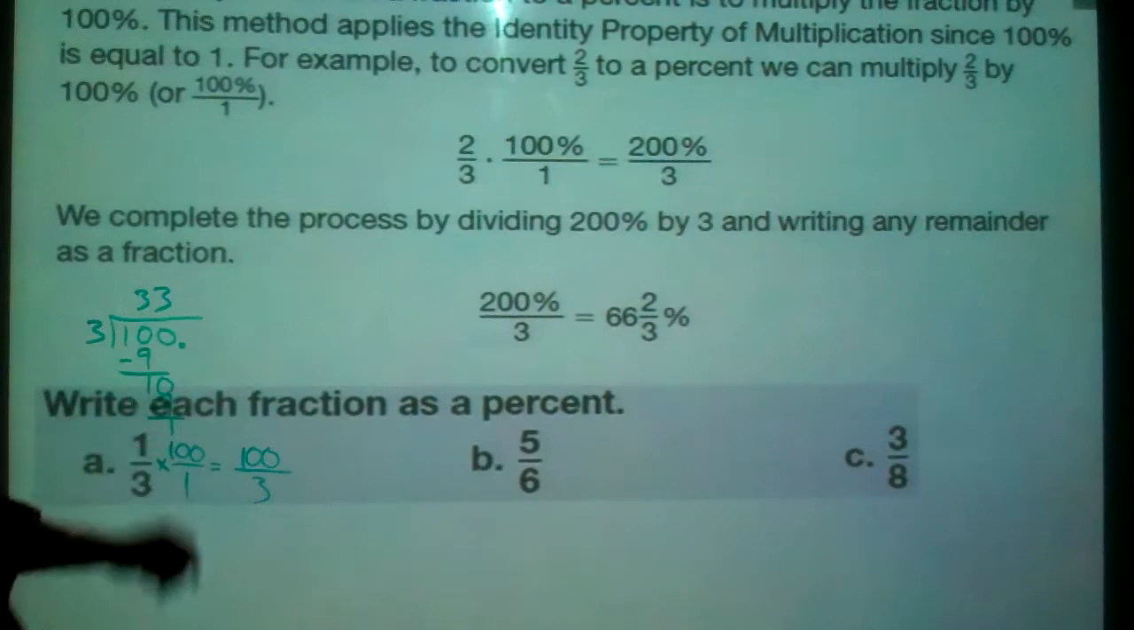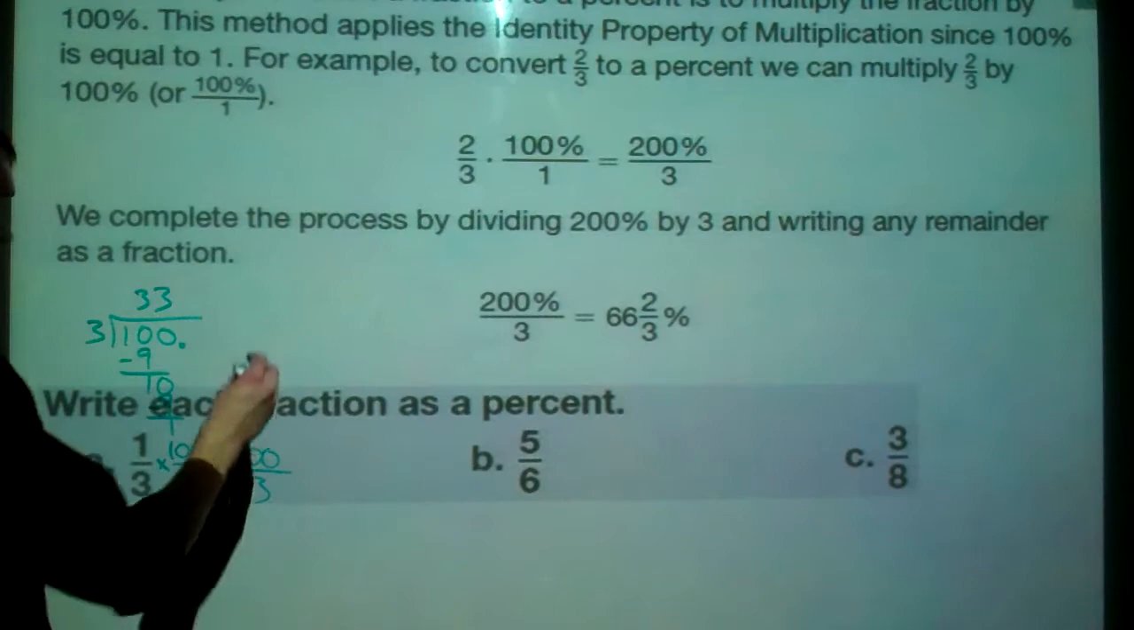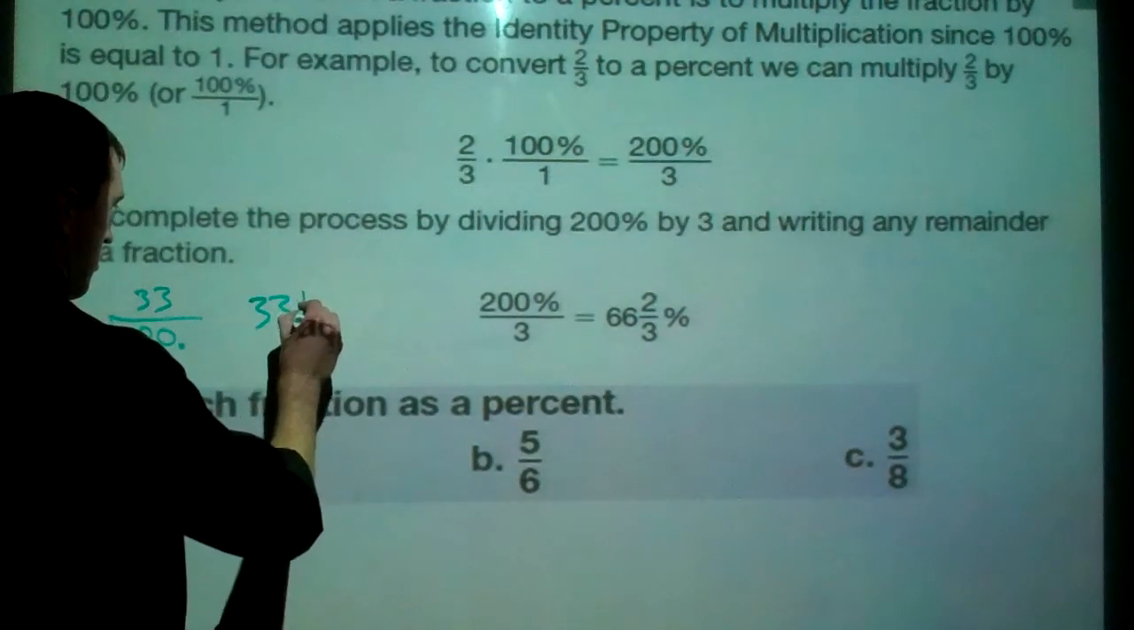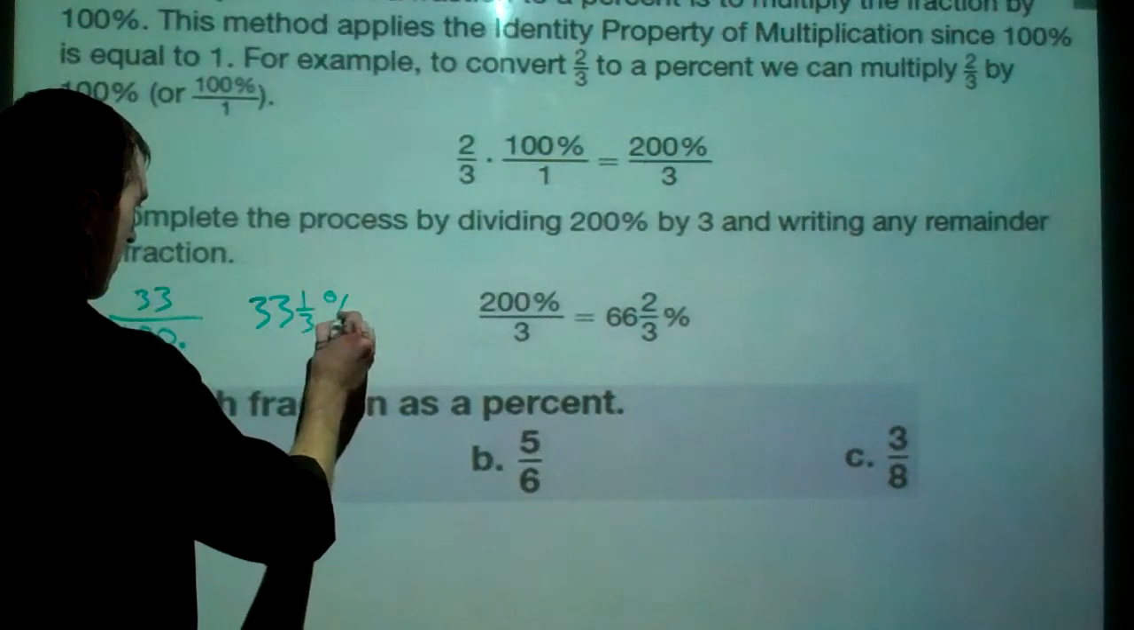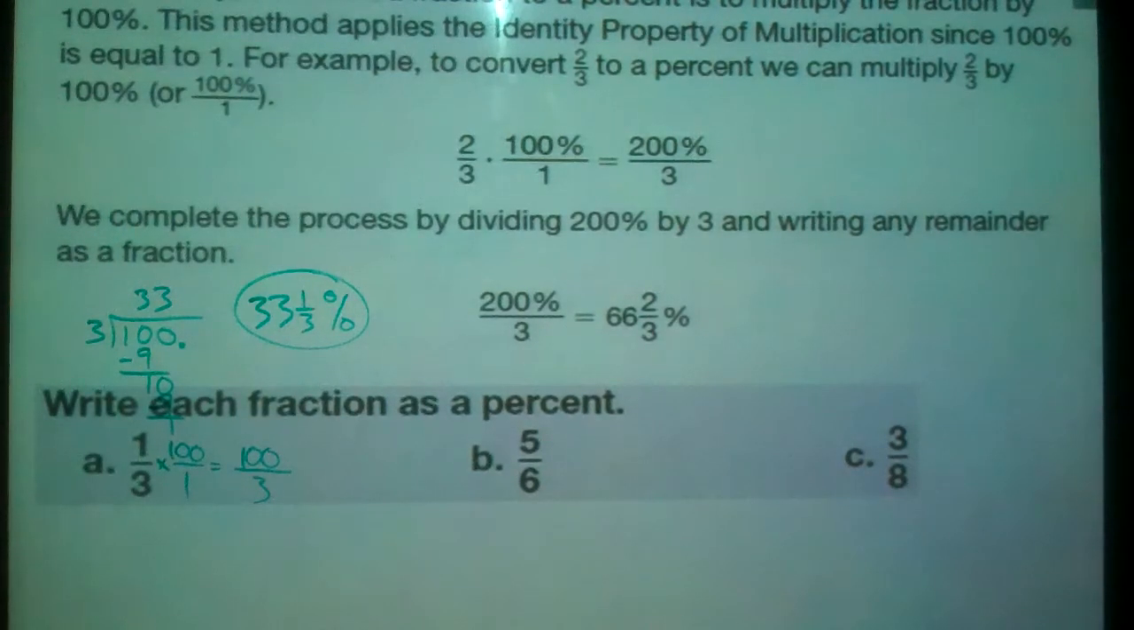We're going to keep getting 3s forever. So what we do here is we get a remainder of 1. So I'm going to take our remainder, put it over our divisor, and get a mixed number percent. We're going to do 33 1/3%. That's for letter A. Okay?